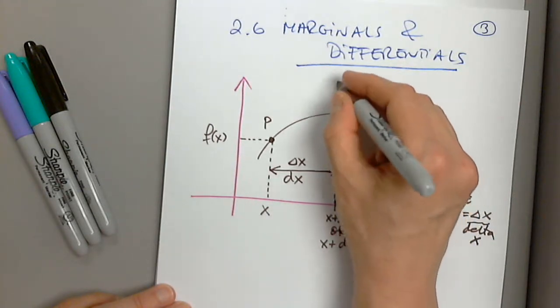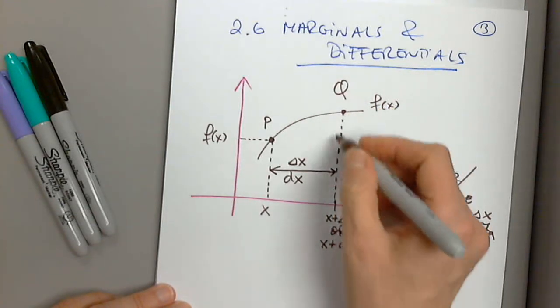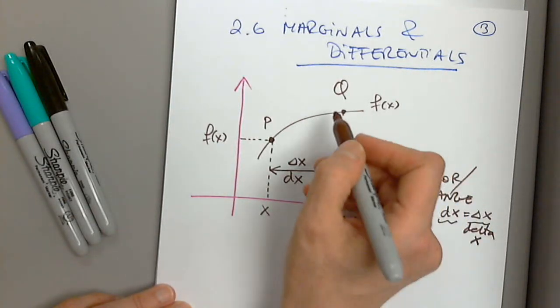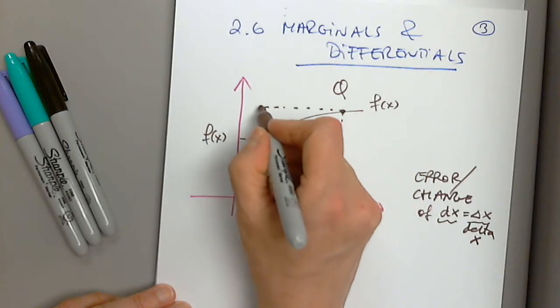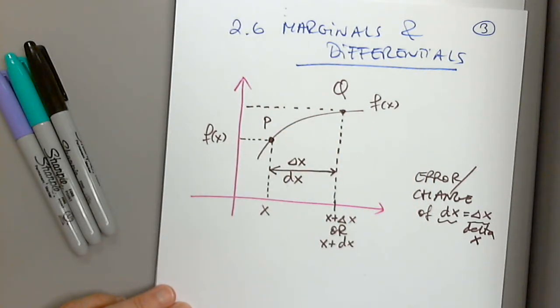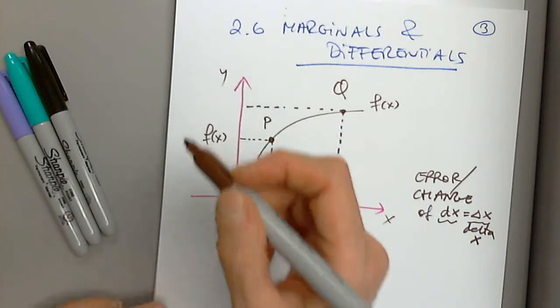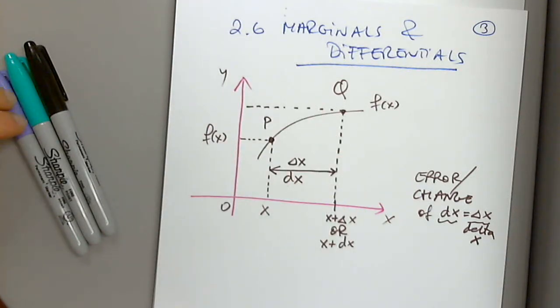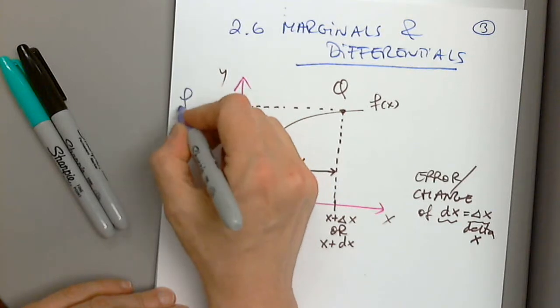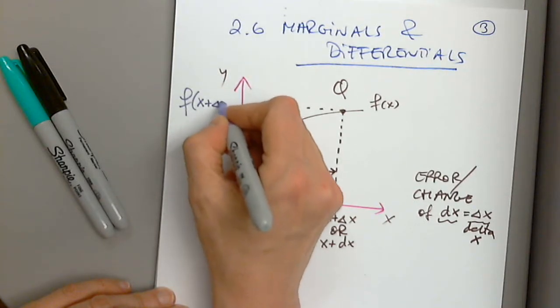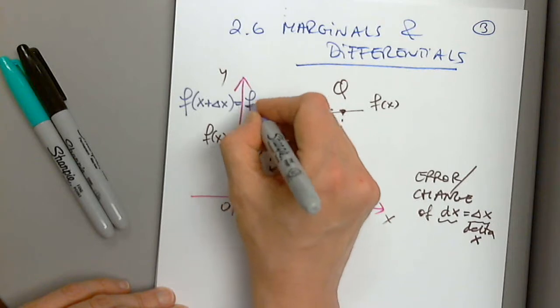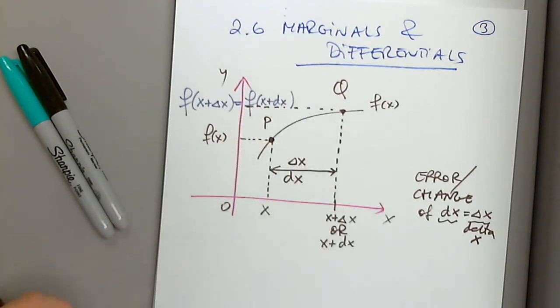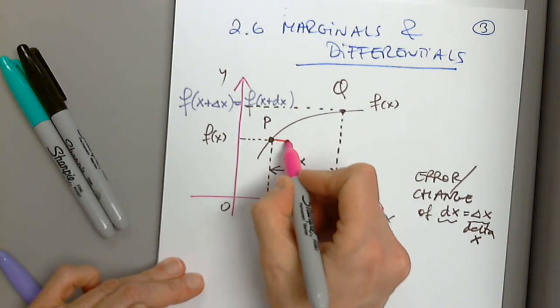Of course, like before, we're going to call this point Q. Coordinates x plus dx. And can anyone give us the y coordinate of Q? The y coordinate of Q must be f of x plus delta x, also the same thing, f of x plus dx. They are the same because delta x and dx are the same. Bear with me and draw a horizontal line right here through P.